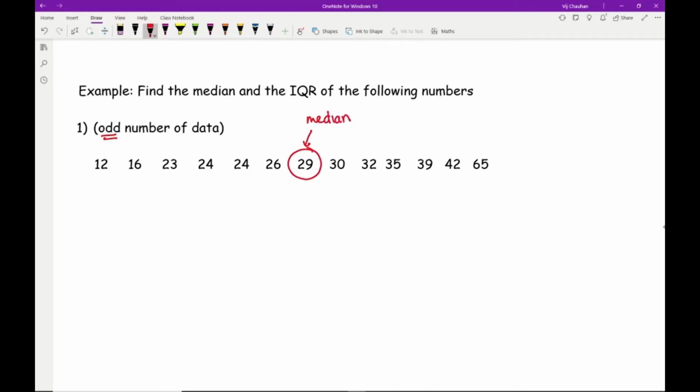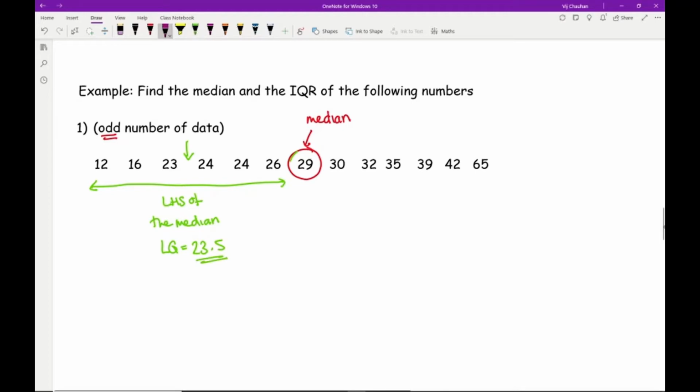Now the lower quartile is going to be the middle number on the left hand side. So this here is the left hand side of the median. As the median is a physical number, I'm going to exclude it from that, which is why I've put a circle around it. Now the middle number is going to be here, so the lower quartile is between 23 and 24, so it's going to be 23.5.